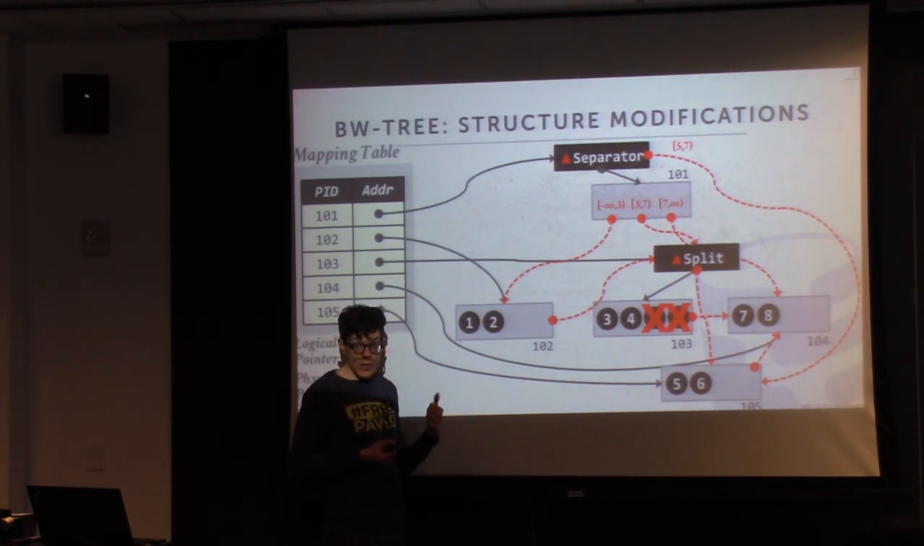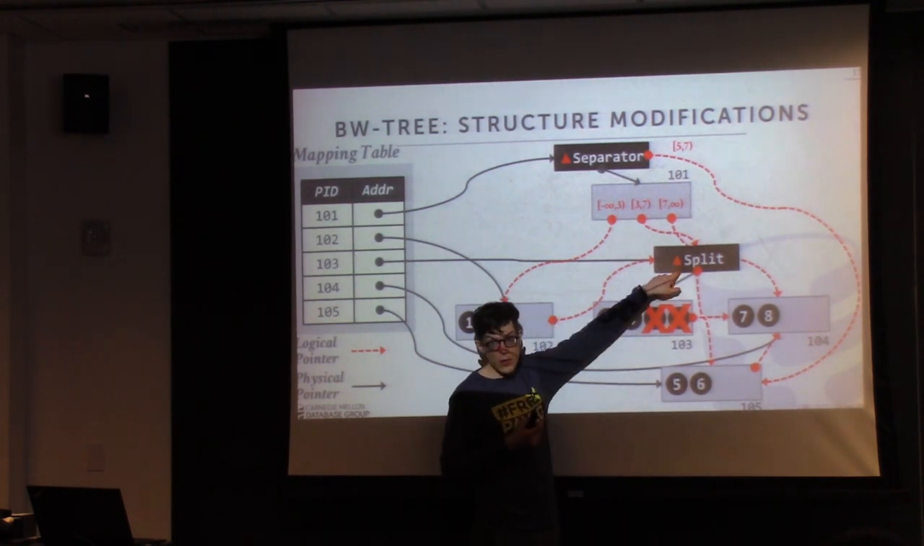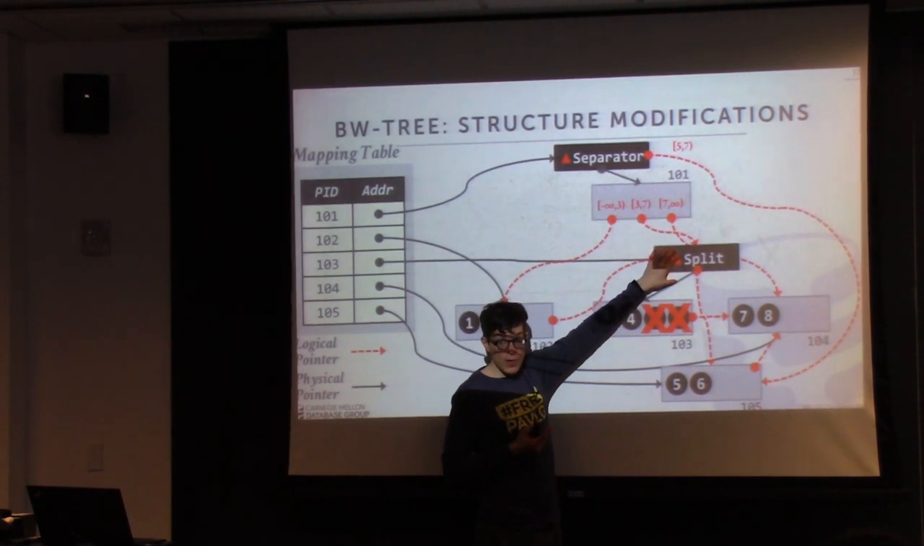Yeah, but how do you ensure that all these operations happen atomically because they're different CAS operations? It doesn't matter, right? So say I have two threads. They both try to do the split. One of them is going to succeed. The other one fails. Right, so my split's installed. The other one gets aborted.